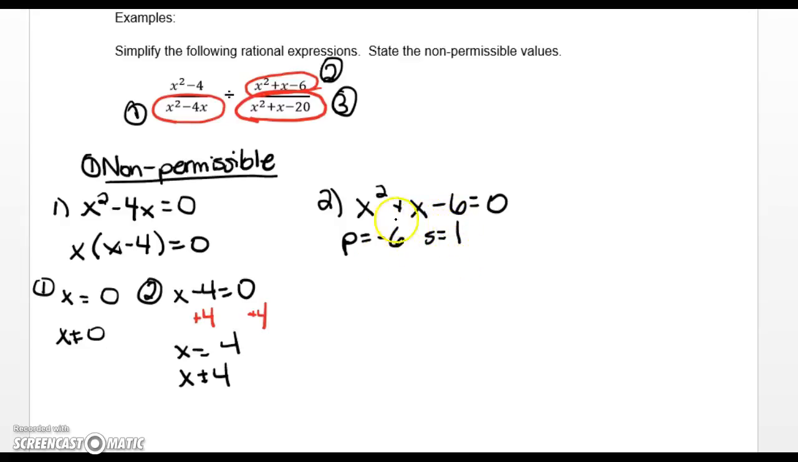Because we have a negative product, one has to be negative and one has to be positive. And because we have a positive sum, it means that our larger number is going to be positive. So think about 2 numbers that multiply to negative 6 and have a sum of positive 1. That would be 3 and negative 2.